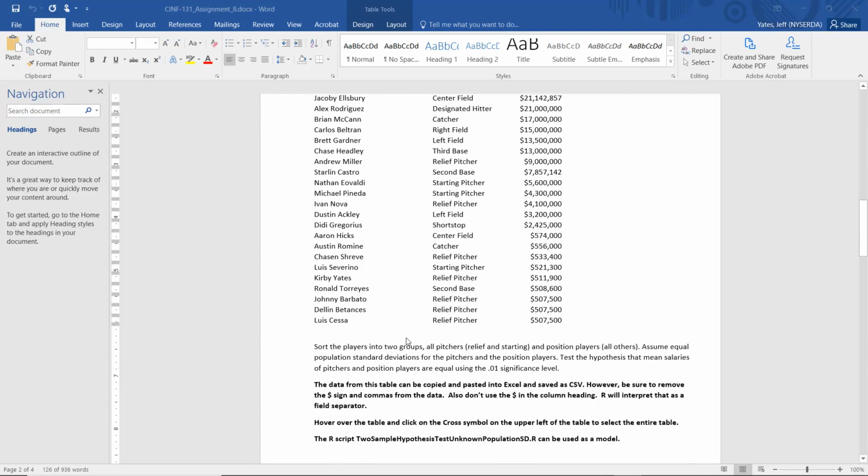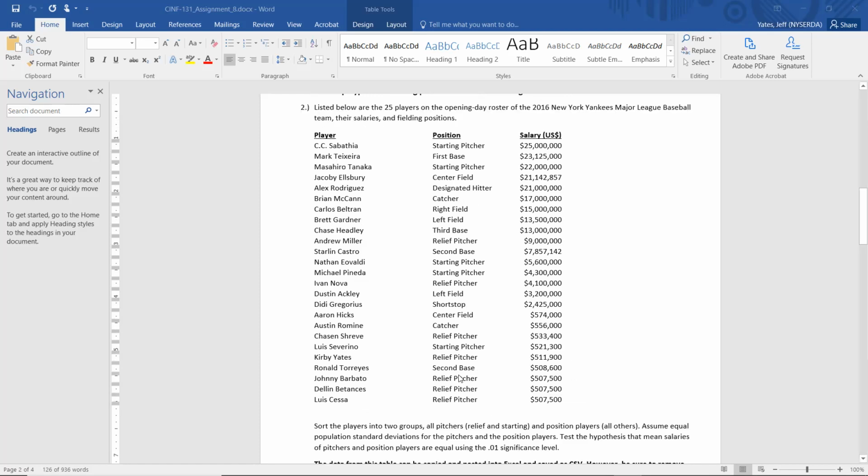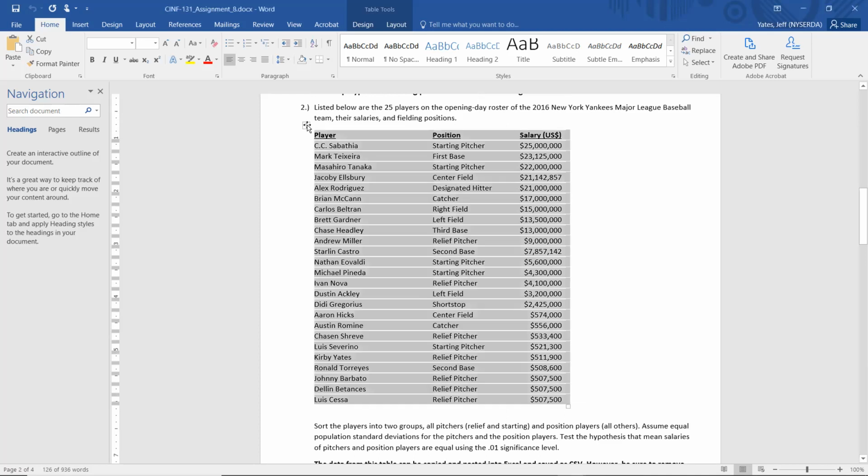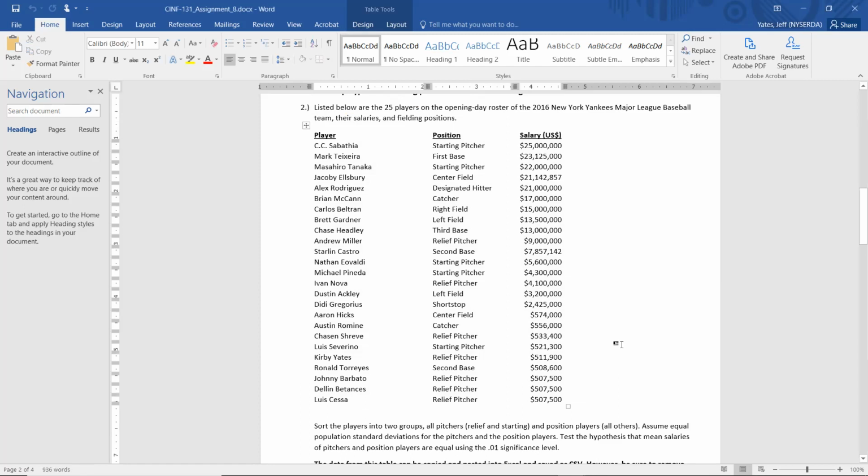Test the hypothesis that the mean salaries of the pitchers and the position players are equal at the 0.01 significance level. And I say here, the data from this table can be copied and pasted into Excel to save as CSV. Be sure to remove the dollar sign and the commas from the data. All right. And I just showed you how to do that. We want to highlight it by clicking on the select table. So how do we change these from position player to pitcher? So let's go back to our Excel file again.